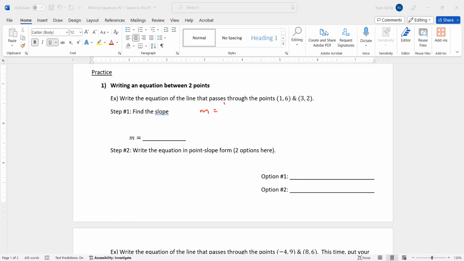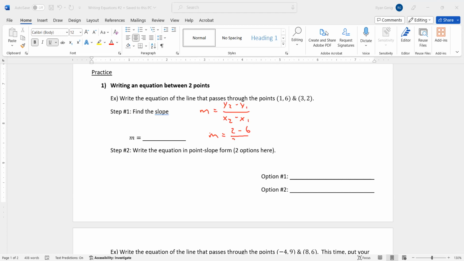Slope is y2 minus y1 over x2 minus x1. So y2, I'm not going to spend much time going over where to look on all these things. You should know how to do this by now. Y2 is 2. Y1 is 6.